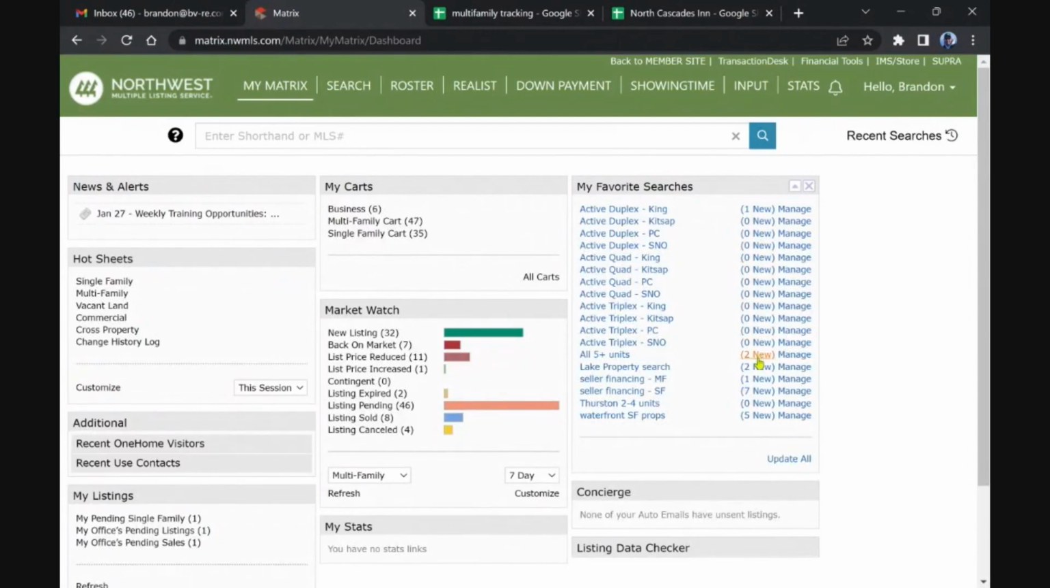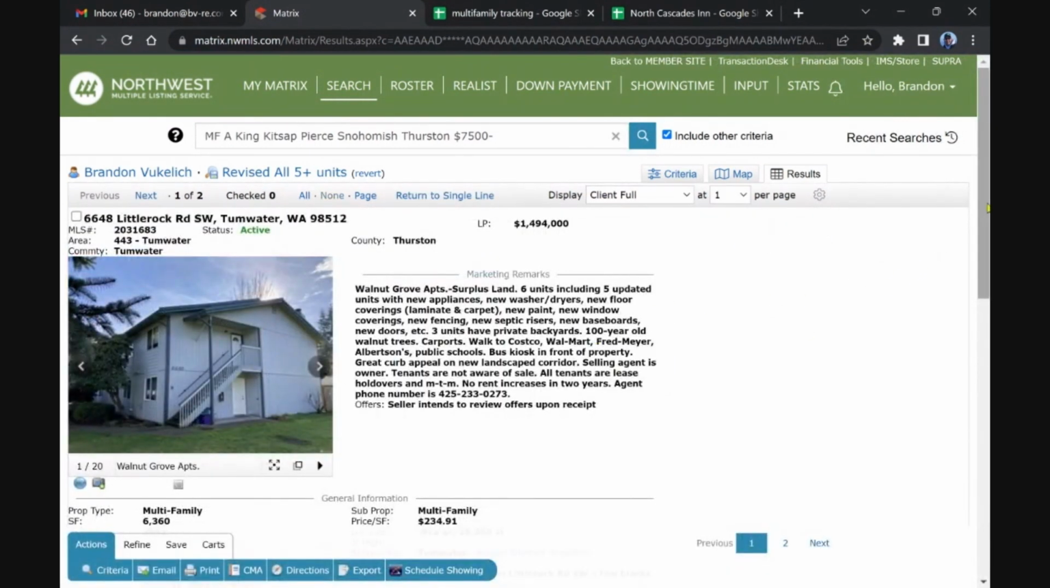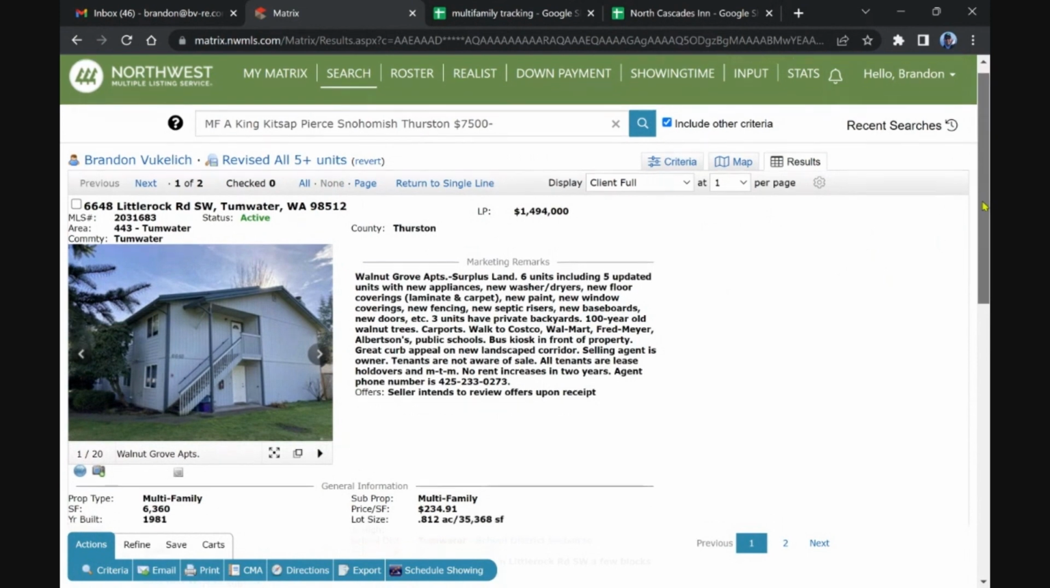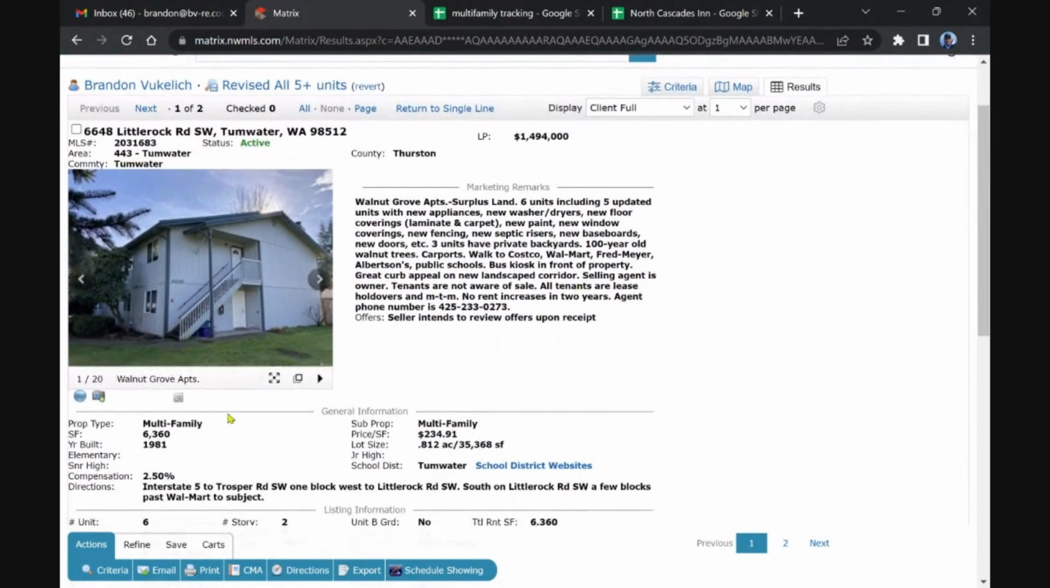Going down the list to, let's see, 5-plus units. See where they are. Tumwater, which is down by Olympia and Lacey in Thurston and Everett, is Snohomish County. My goal is always trying to educate you, the viewers, on the locations. That one's new. This one's been on the market a long time. So surplus land, 6 units, including 5 updated with new appliances. It was 1981, just under 1.5. It's advertising a 5.25 cap. All 2-bed, 1-baths, all the same size, ranging from 1350 to 1500. I'm guessing that's the one that hasn't been updated.